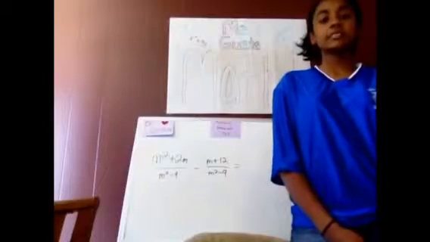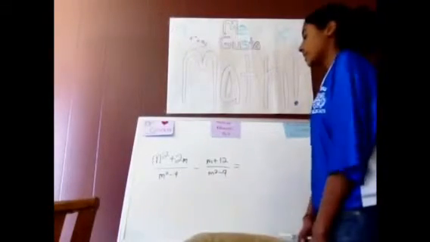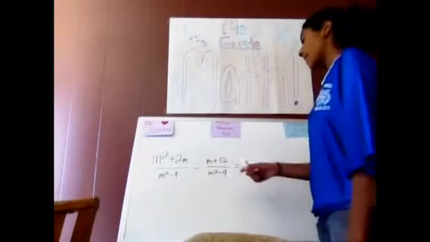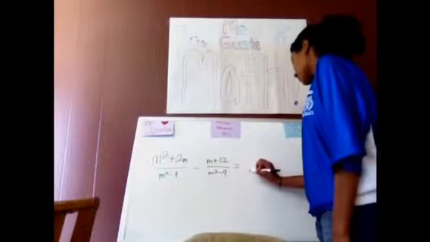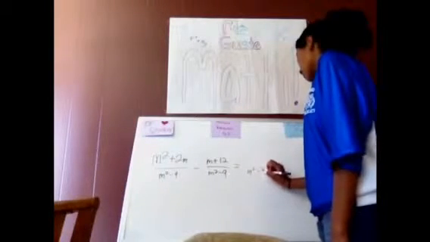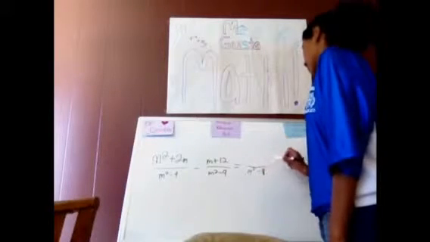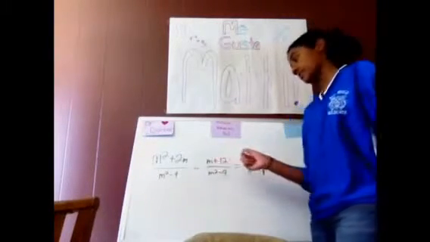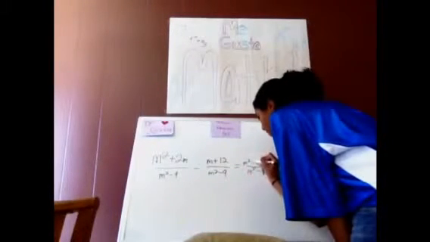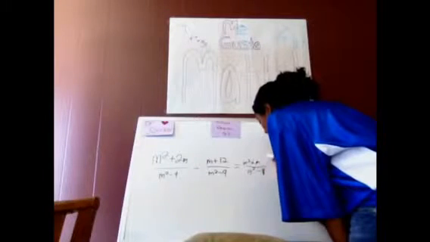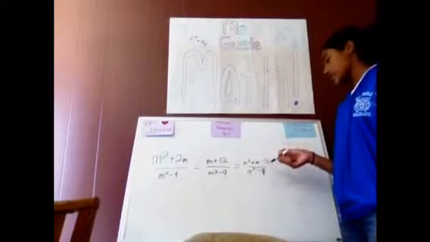Next, we're going to learn how to subtract rational expressions. Here we have m squared plus 2m over m squared minus 9, minus m plus 12 over m squared minus 9. We'll take the common denominator and move it over. And then we'll subtract the numerator. So it would be m squared plus m minus 12.